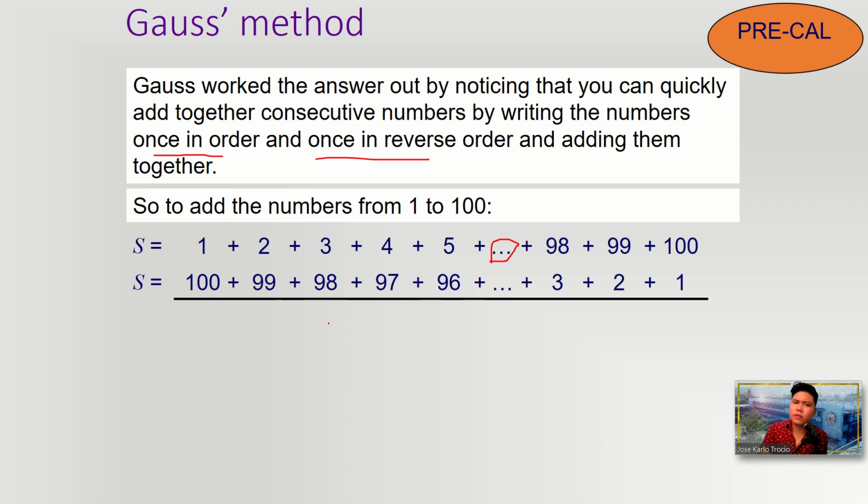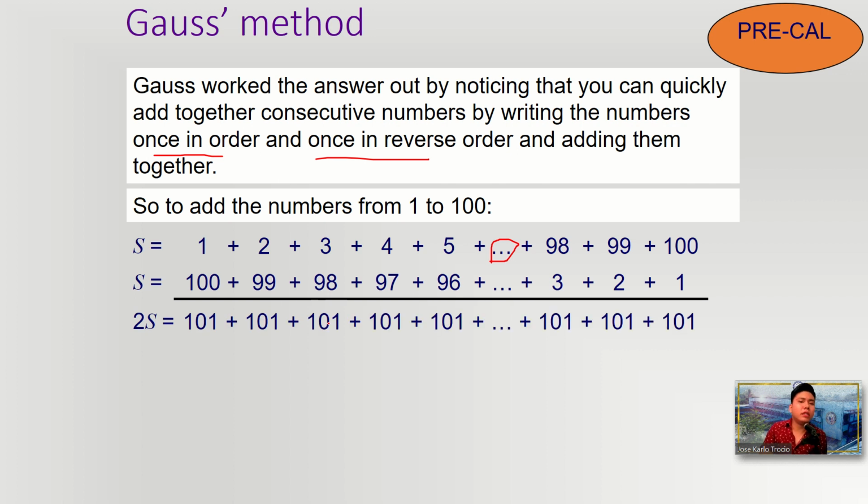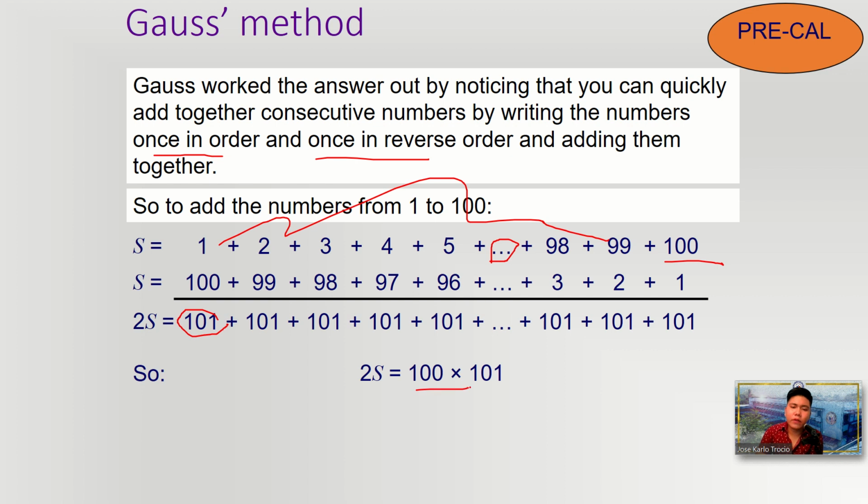That sounds good, no? Interesting. Still 101 each time. So how many 101s are here? There are 100 101s. So you multiply 100 times 101. There are two sums, two s's, so that is 10,100. So you divide it by 2 to find the s. 10,100 divided by 2 is 5,050. So that is the answer.